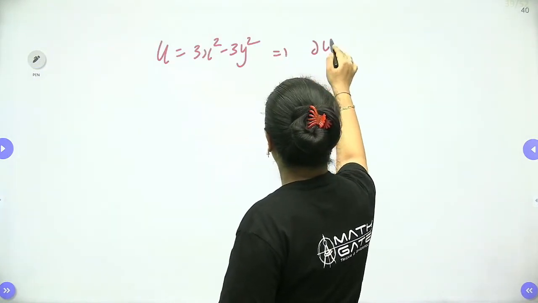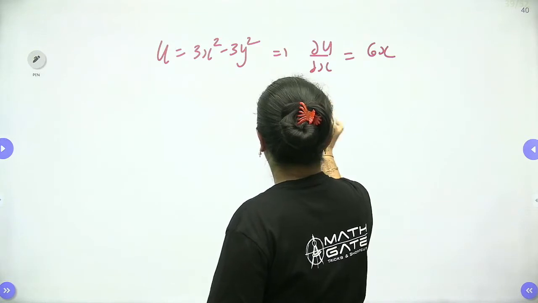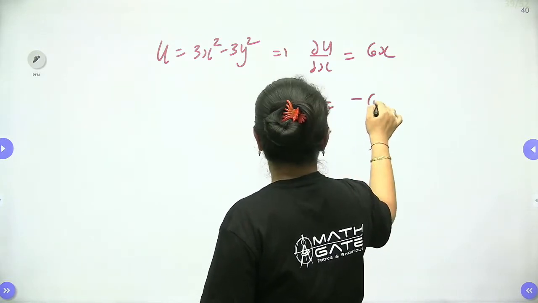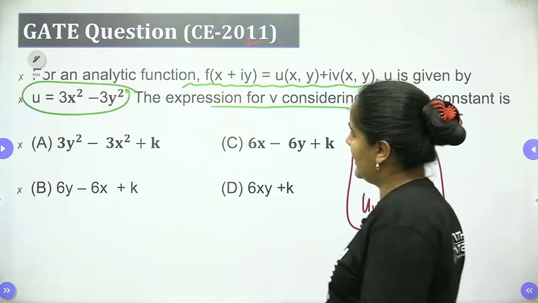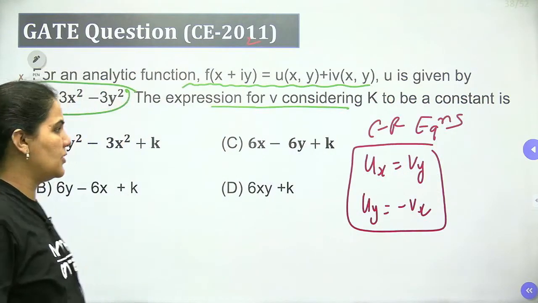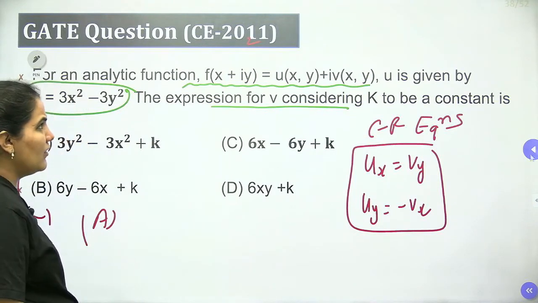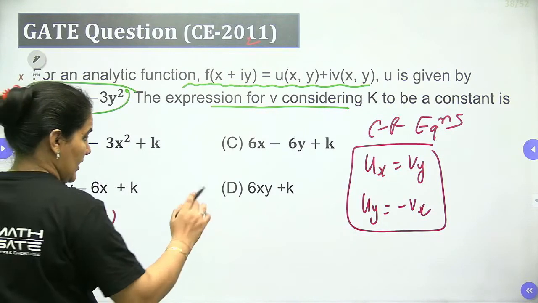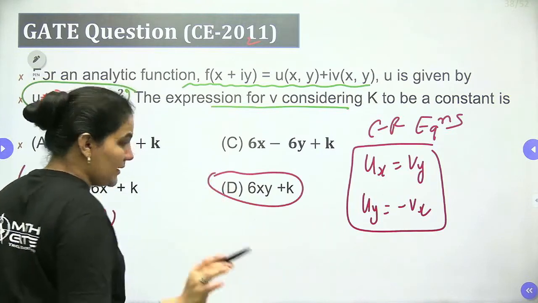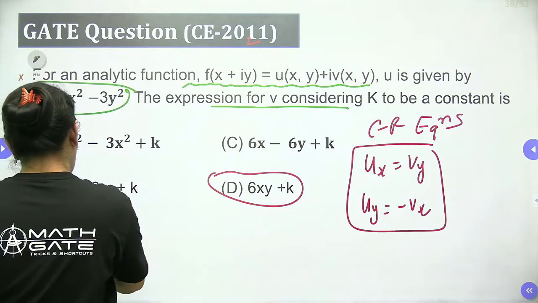Let's find del u by del x from here. It will be 6x. Let's find del u by del y. It will be minus 6y, right? So let's take the options one by one. When we approach option A, I think we already discussed this question, and according to me the answer will be this one, but still let me check.